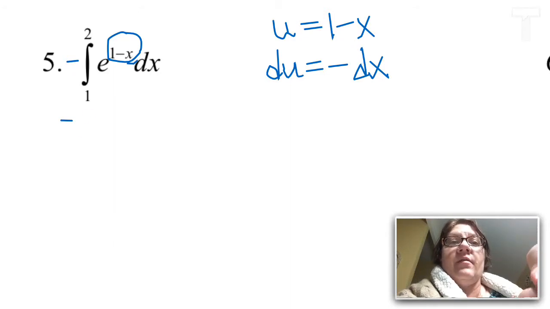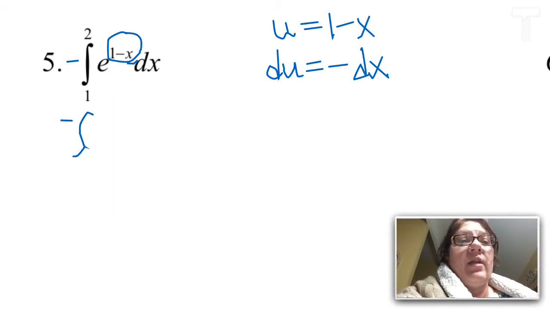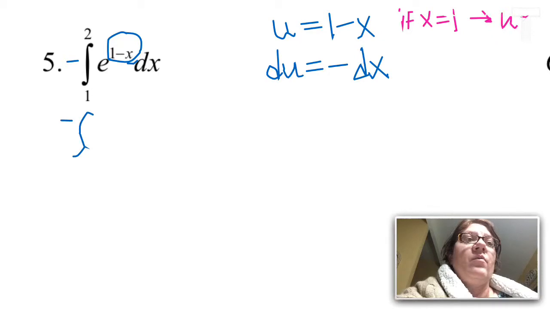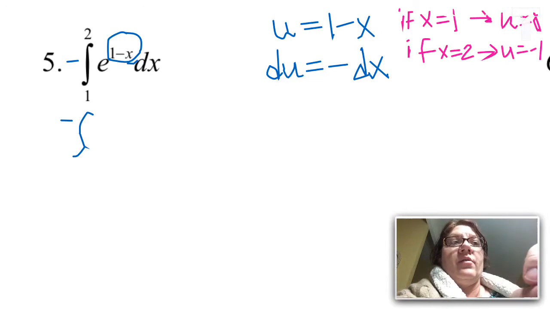So now I have, now remember, I could actually rewrite this, which I like to do. If x is the lower bound, which is 1, then u will be 0. And if x is the upper bound, which is 2, then u will be negative 1. So this is going to be going from 0 to negative 1, which that's a problem, but we'll fix it, of e to the u, and then all of this is now du.